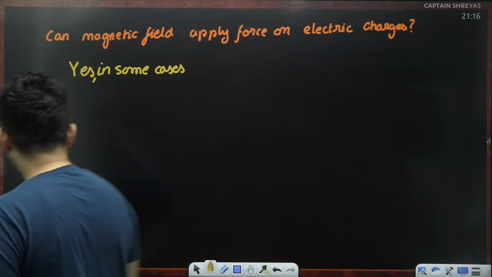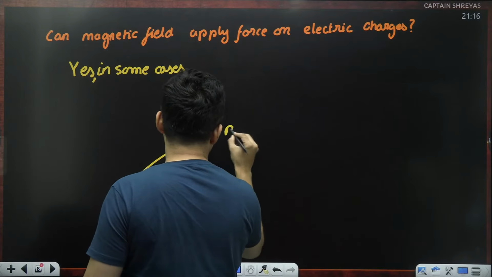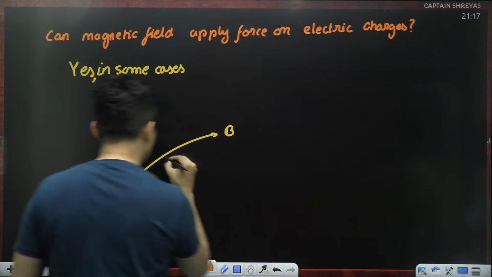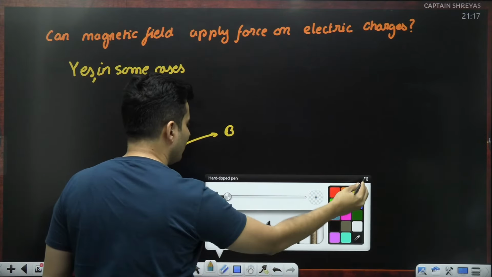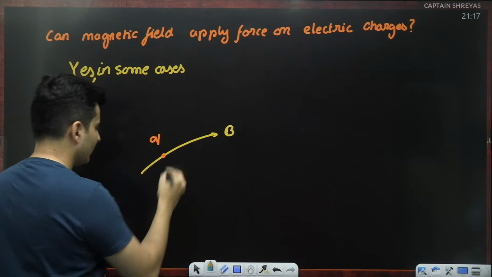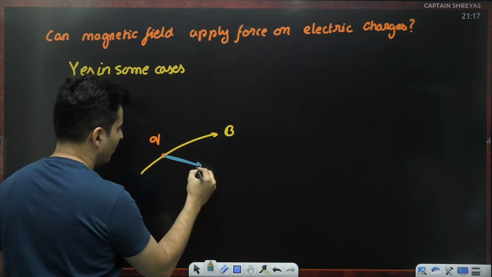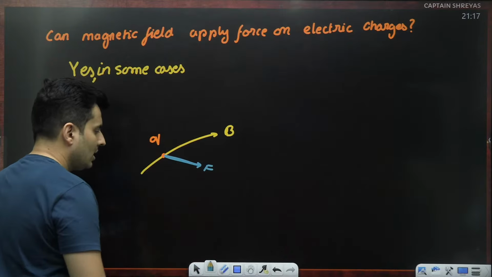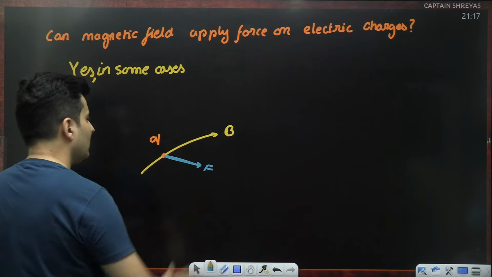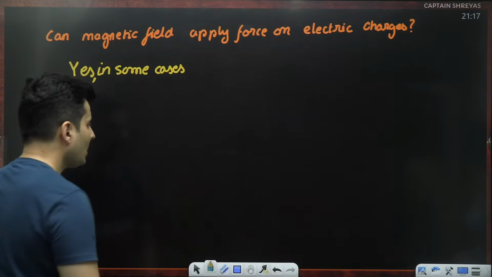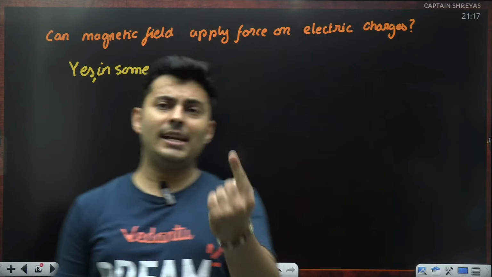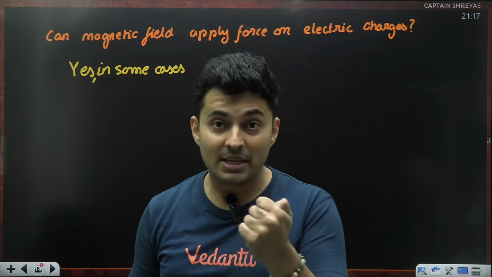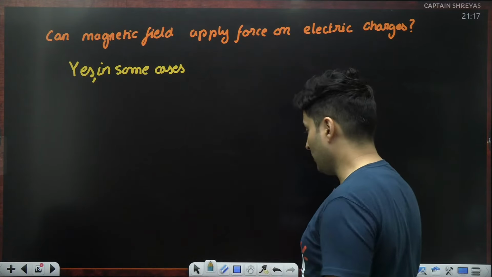Okay? So definitely if you have a magnetic field, but this time this is your electrical charge, definitely there can be a force acting on it. Now, the strange thing for that is, this particular force acts not in the direction of the field. Yes, not in the direction of the field.